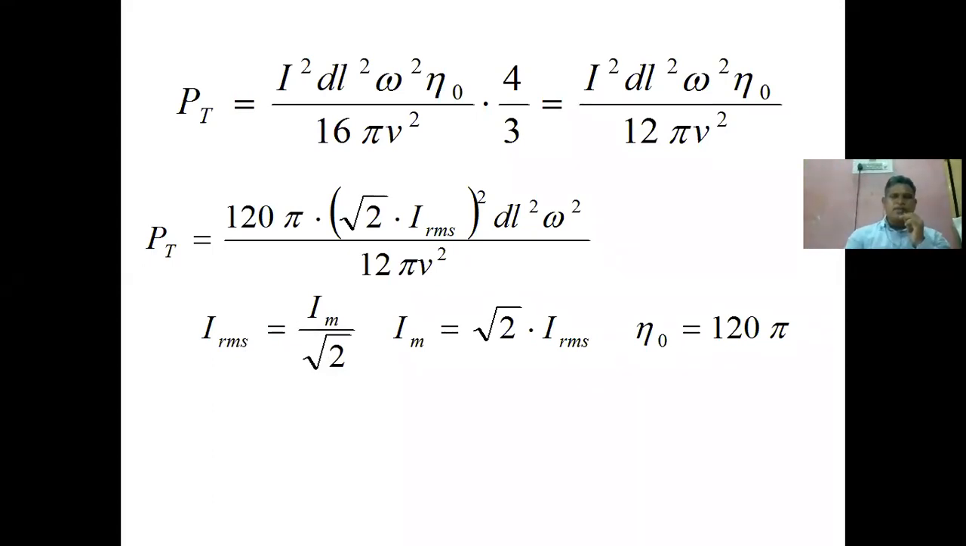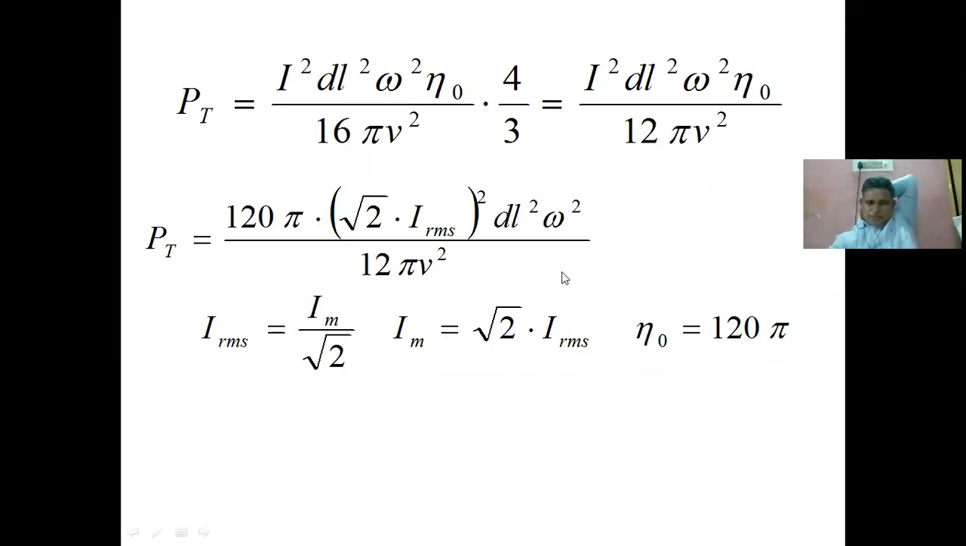IRMS equals IM divided by root 2, or IM equals root 2 times IRMS. Therefore, substitute in place of I, which is actually IM, root 2 times IRMS. What is the value of eta naught? Eta naught is equal to 120 pi. Therefore, the total radiated power is eta naught into I square, I square meaning root 2 IRMS whole square, into DL square omega square divided by 12 pi V square. Simply you have written this.